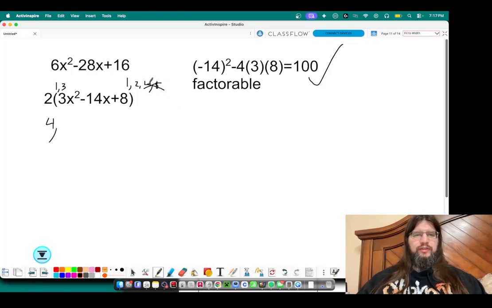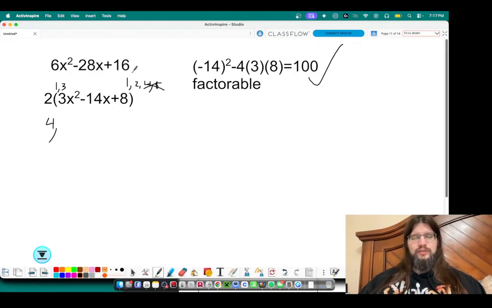That's not going to happen. I could do 4 over 3. No, that's bigger than 1. 4 over 1 is definitely bigger than 1. 8 over 3, nope. So it's either going to be 2/3 or 1/3, because 2 over 1 and 1 over 1 are both rational numbers, integer numbers. So the other number here is either going to be 1/3 or 2/3.